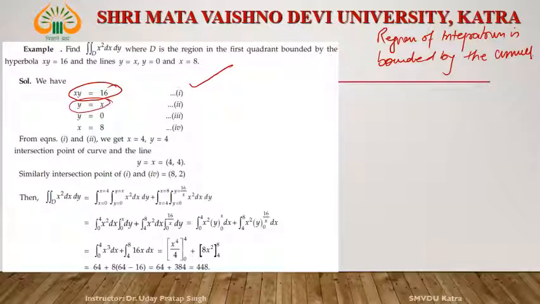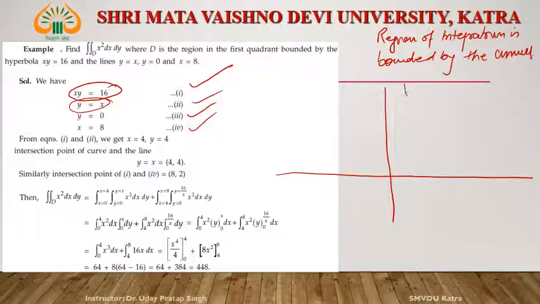Y equal to x is a straight line passing through the origin, inclined with the x-axis at 45 degrees. Y equal to 0 is the x-axis. X equal to 8 is a straight line parallel to the y-axis at a distance 8 from the origin. The region is bounded by these four curves. Now let us see the figure.